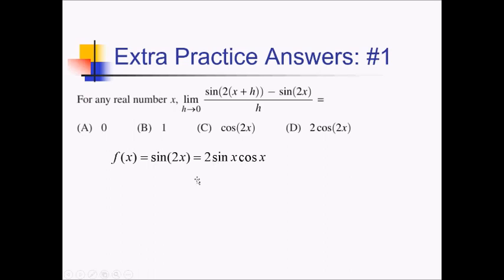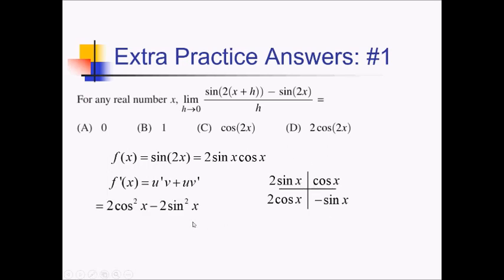So that's going to be u prime v plus uv prime, and I'm going to set up my box and ribbon over here to help me with that. So my two factors, I've got 2 sine of x and cosine of x. The derivatives of those are, actually, 2 cosine of x, and negative sine of x. Multiplying this out with the ribbon, I've got 2 cosine squared, minus 2 sine squared. And this does not look like any of the answer choices. So we're going to have to go a little further.